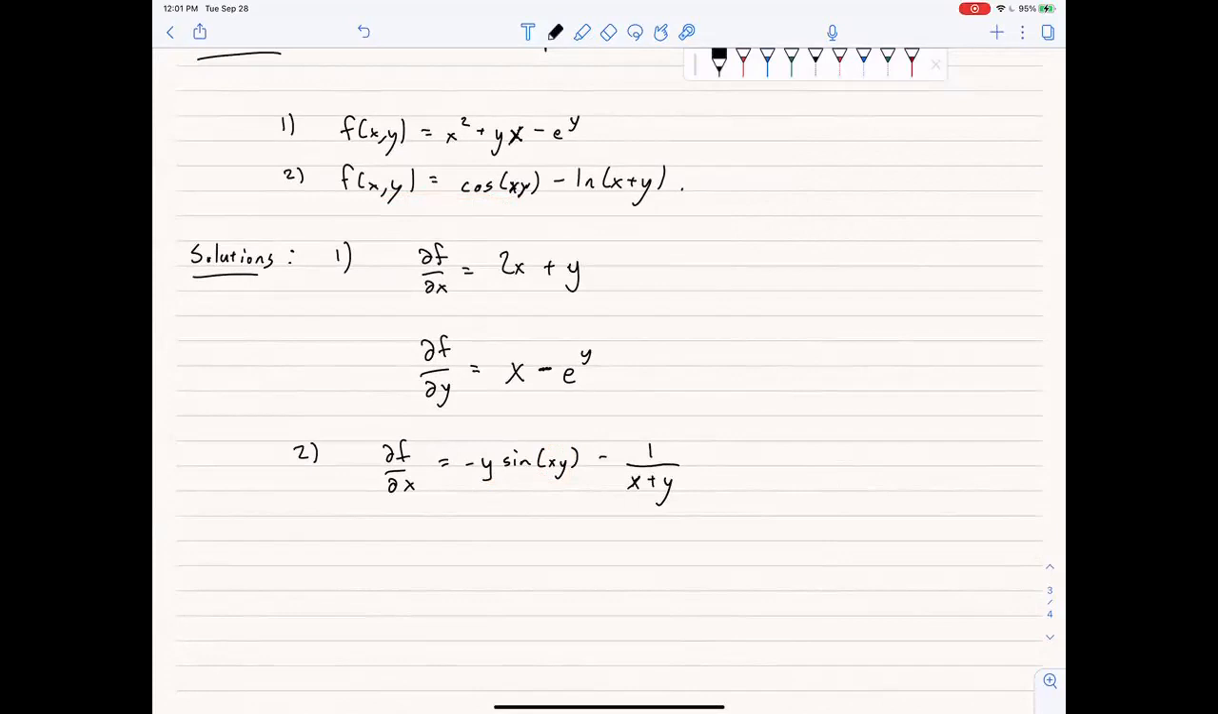Similarly, this is very symmetric with respect to x and y. So you'll get a very similar thing, but not the same, when you take the partial with respect to y. You'll get negative x sine xy minus 1 over x plus y. This is one of those things that if you do about 10 different problems like this, you'll get very bored and be like, okay, I know how to do this. But maybe in the first two or three, you might make a few minor mistakes. Okay. Questions?